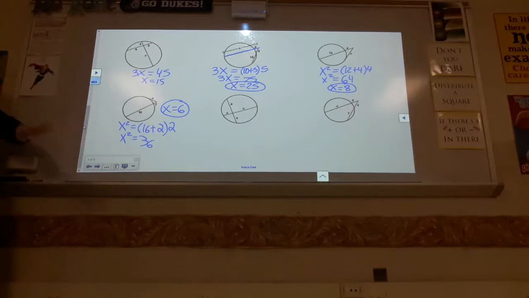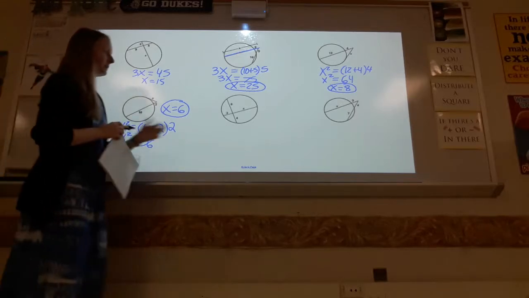Sometimes the square roots are whole numbers, so you don't have to simplify the radical like we did with that 192. But if it is not a perfect square, you do have to simplify.